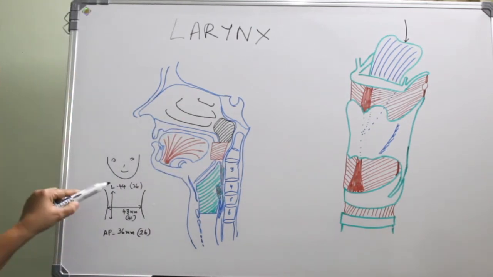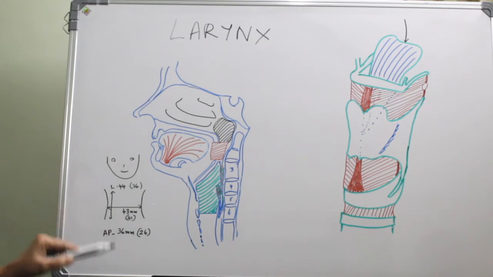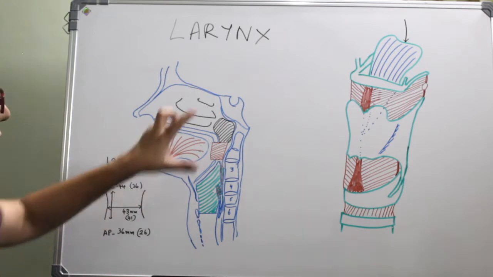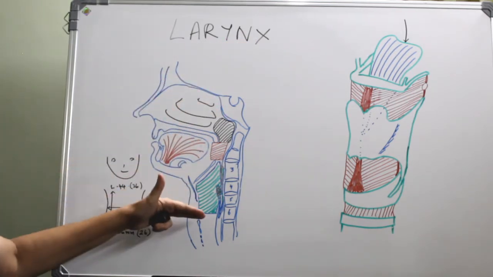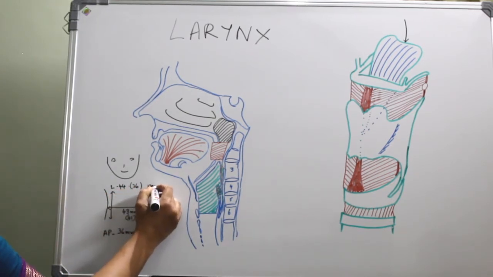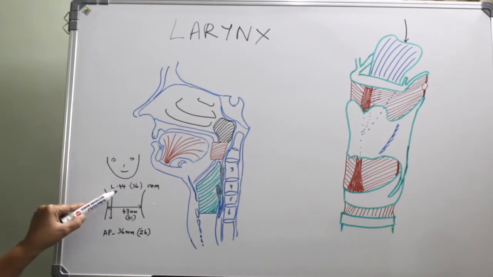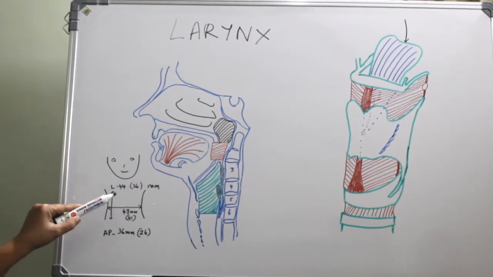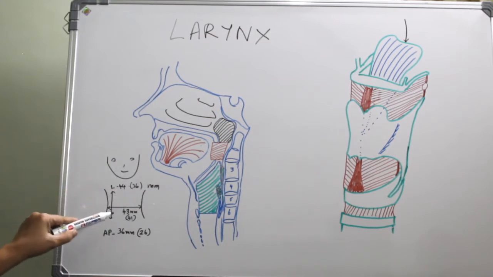And coming to the dimensions, the length, that is from the upper end of the epiglottis up to the lower border of the cricoid cartilage, is 44 millimeters in males, whereas the length is lesser in females, that is 36 in females.